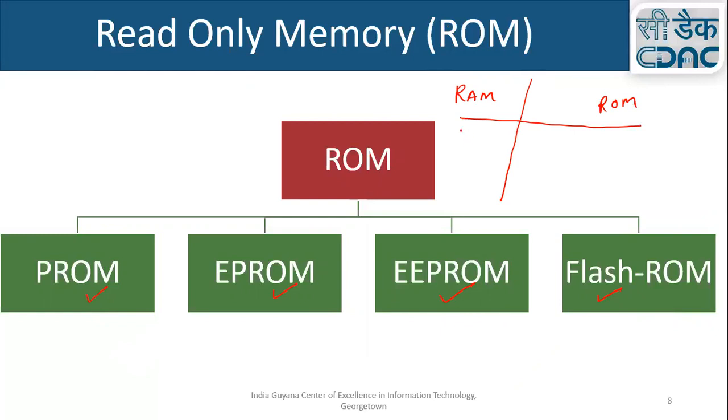Once you turn off your computer, data is no more inside the RAM. But once you turn off the computer, data persists inside the ROM. So whether you turn it off, power is gone, or anything happens with your system, the data is always there. And in RAM, once power is off, data is gone.